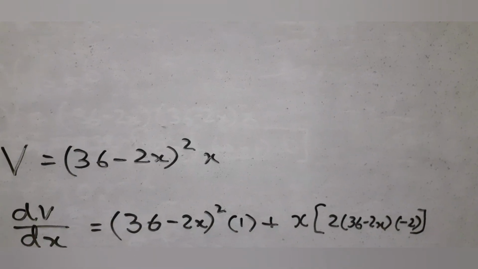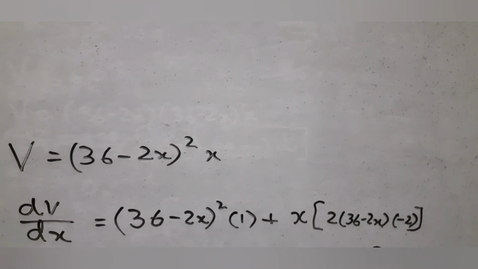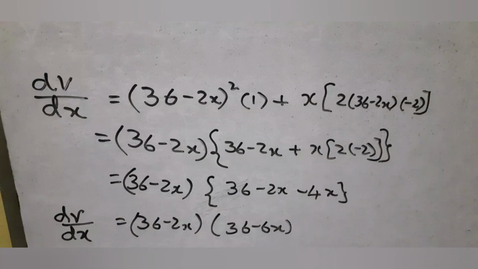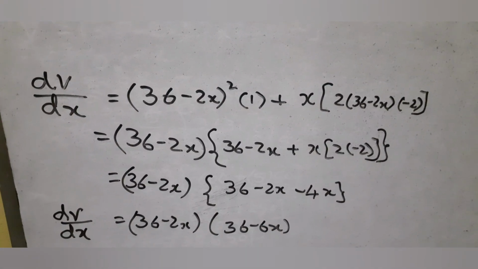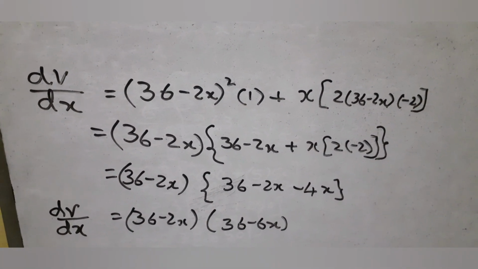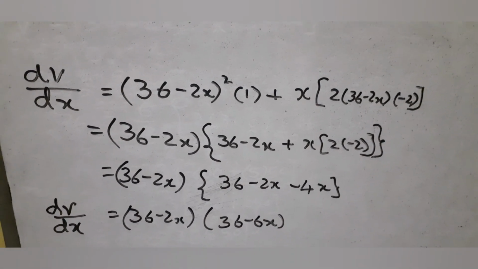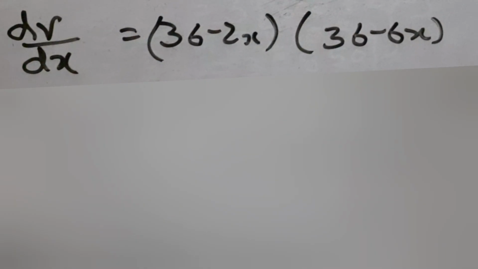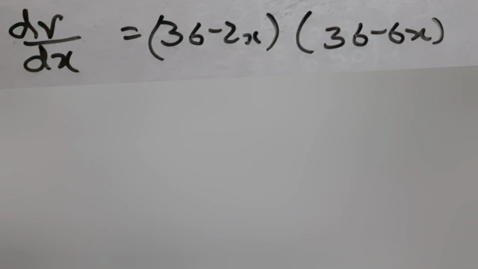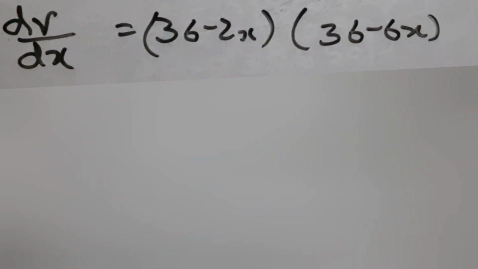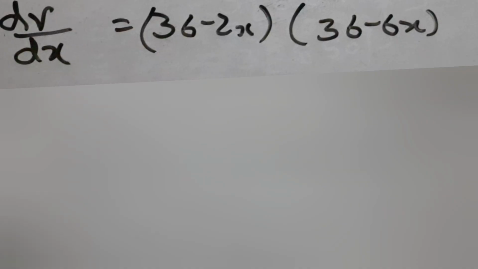d by dx of x is 1. d by dx of (36 minus 2x) the whole square is 2 into (36 minus 2x) times minus 2. Take 36 minus 2x common and factorize. And again use the product rule to find d square V by dx square.